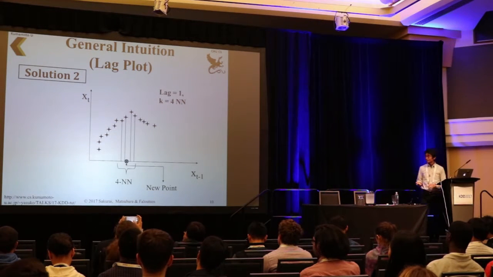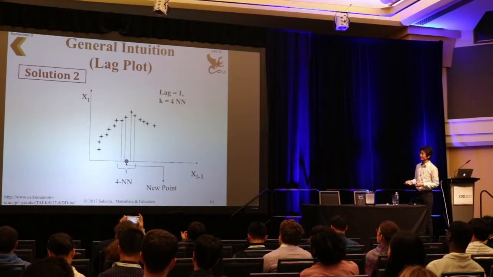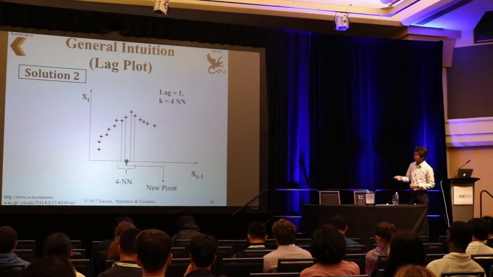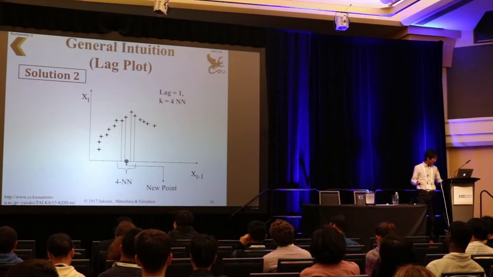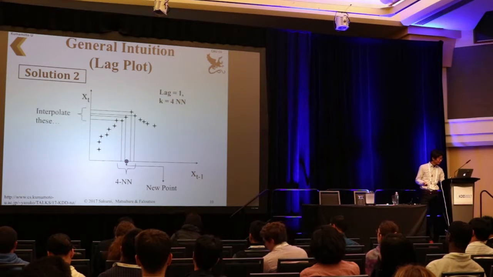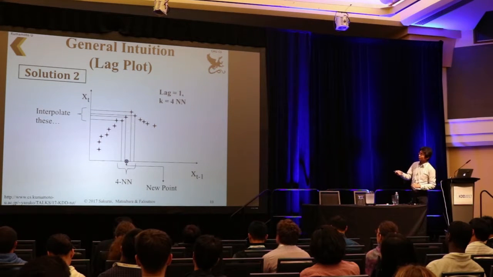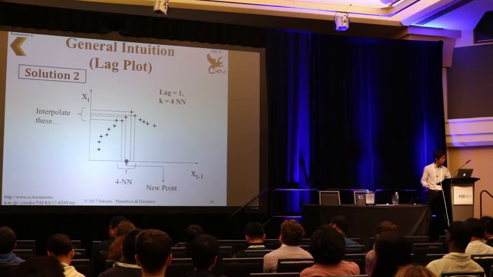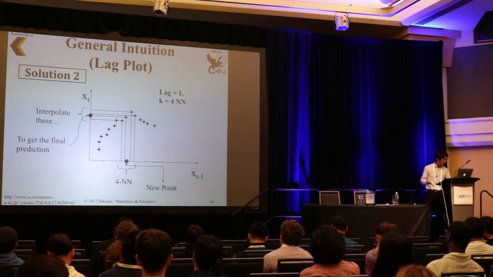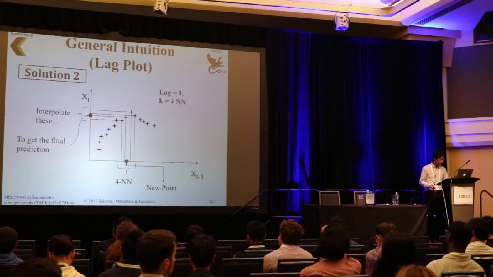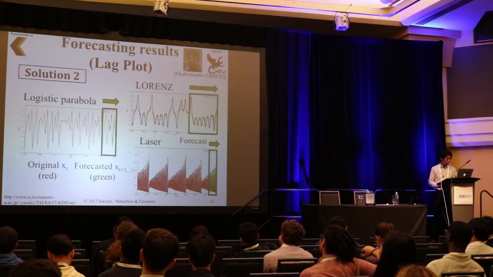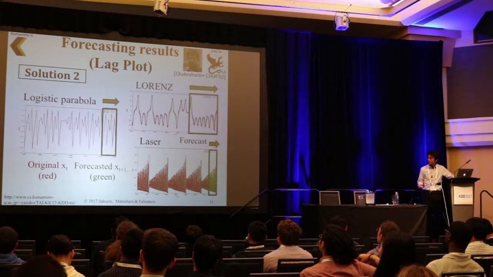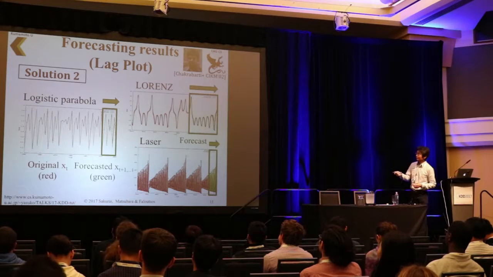Then we use a k-nearest neighbor search. We pick up 4 nearest neighbors like this, and we compare with the projection on x_t. We interpolate these 4 points to get a final prediction. This is a very simple idea, and frequently it works. For example, for the logistic parabola, this idea works well.